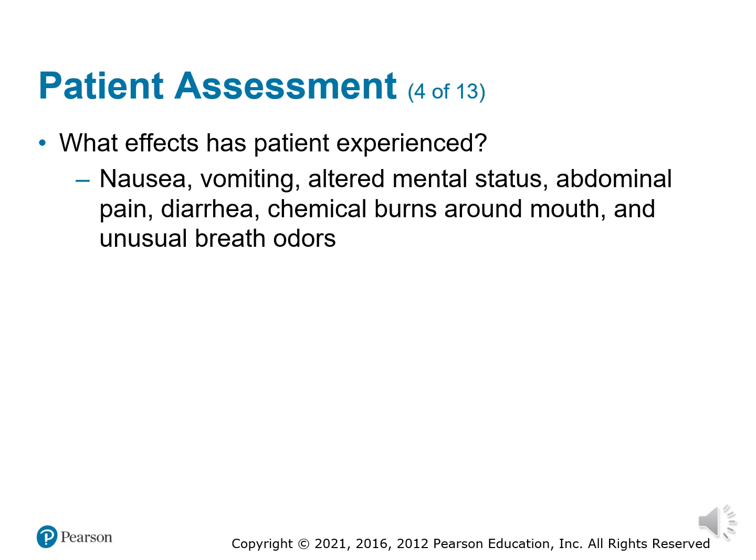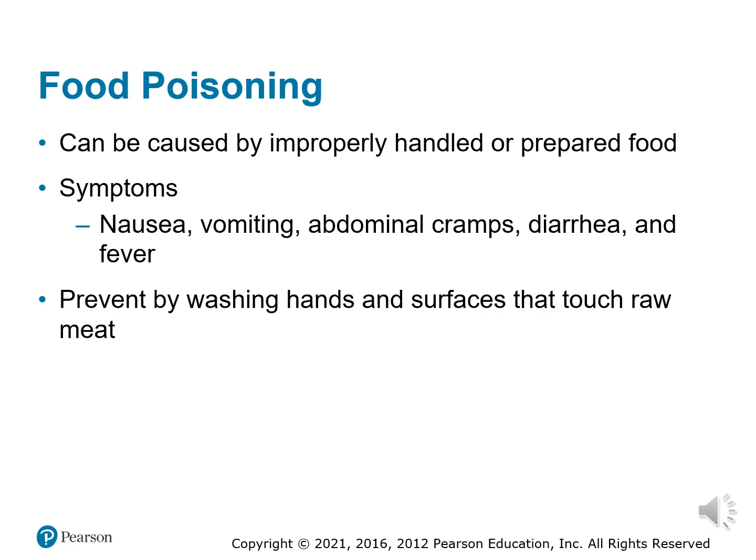You also want to know what effects the patient has experienced. Did they have nausea, vomiting, altered mental status, abdominal pain, diarrhea, chemical burns around the mouth, and unusual breath odors? With food poisoning, it can be caused by improperly handled or prepared food. Symptoms can be nausea, vomiting, abdominal cramps, diarrhea, and fever. You can prevent it by washing hands and surfaces that touch raw meat.